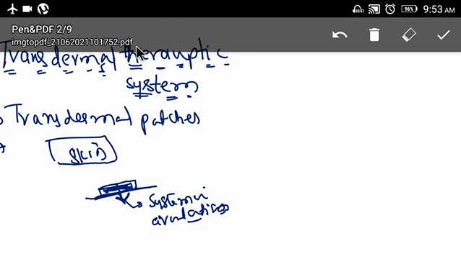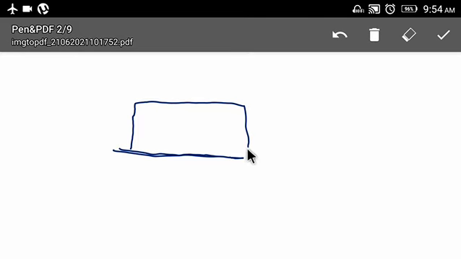Now let's see how this patch looks. Suppose this is skin. Let me make it horizontal. We have skin, and over the skin we have a patch like this. What is this patch? Transdermal patch. This patch has many layers.